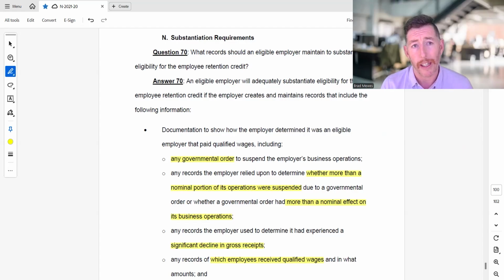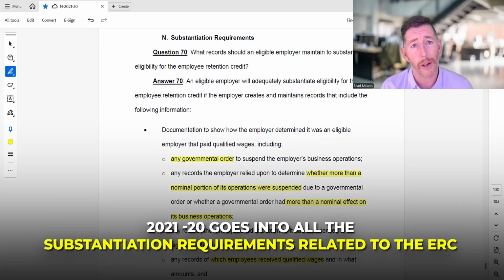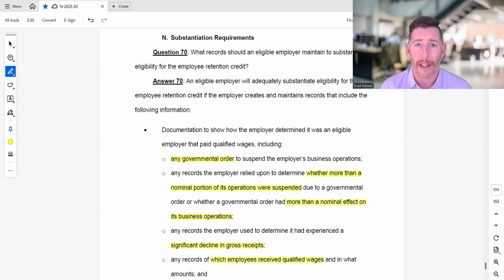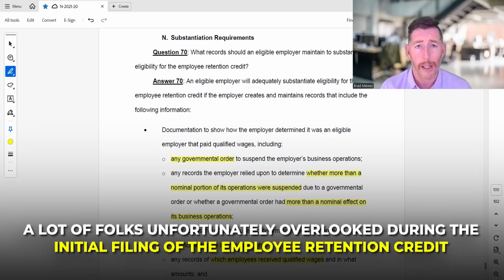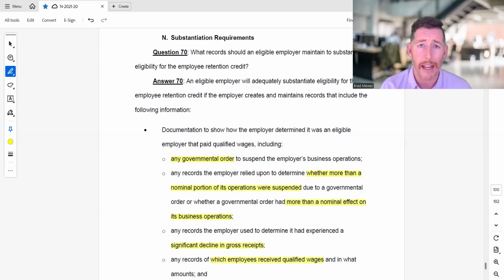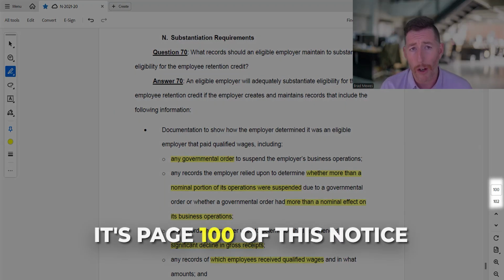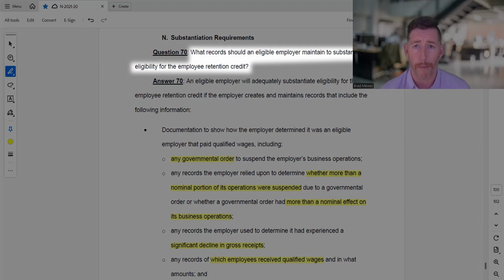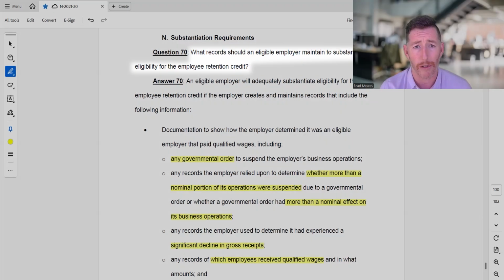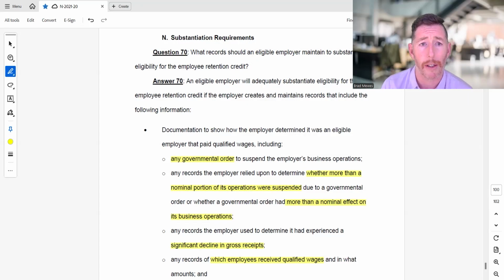So question 70 on Notice 2021-20 goes into all the substantiation requirements related to the ERC. And this is one of those things that a lot of folks unfortunately overlooked during the initial filing of the employee retention credit. This is actually at the very end of the notice. It's page 100 of 102 of this notice. The question goes through, well, what records should an employer maintain to substantiate their eligibility for the purposes of the employee retention credit? The government gives a list of records that they're going to want to see, and it's the taxpayer's responsibility to retain.